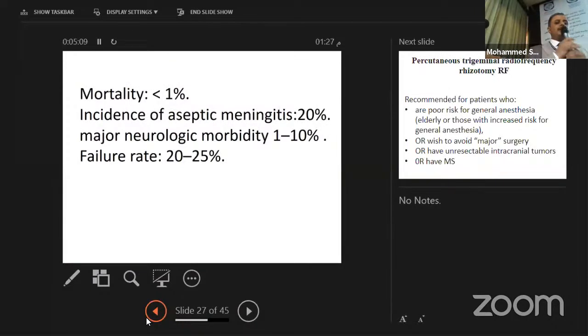In general, mortality for microvascular decompression doesn't reach 1%. The incidence of aseptic meningitis could reach 20%. A major neurological deficit occurs in 1 to 10%. The failure rate reaches 20 to 25%.